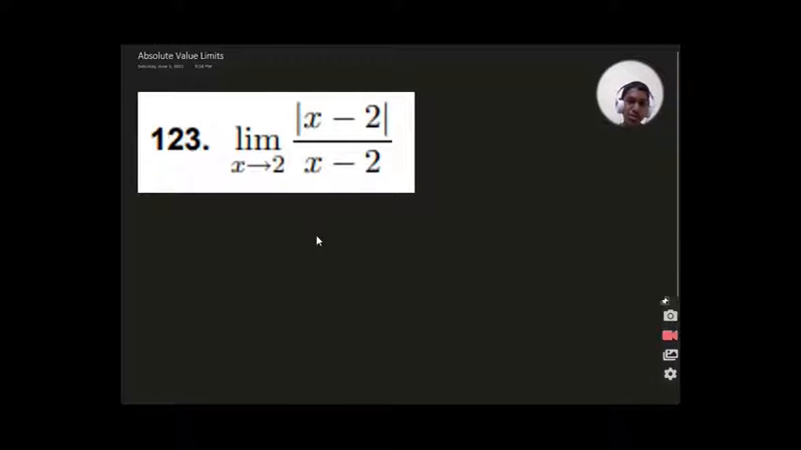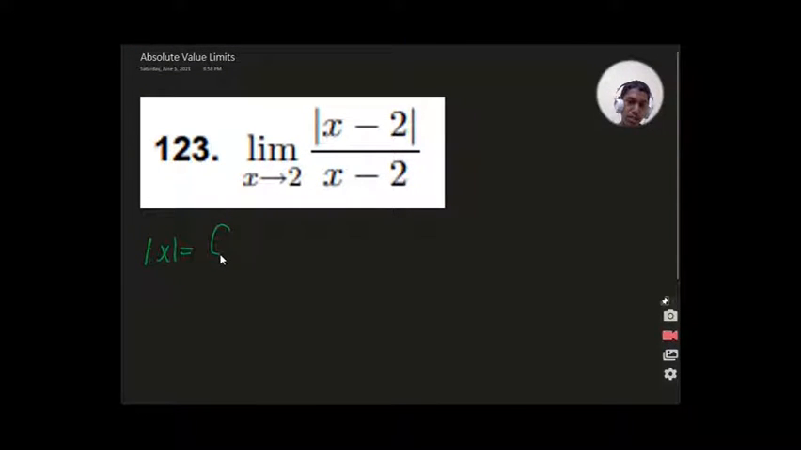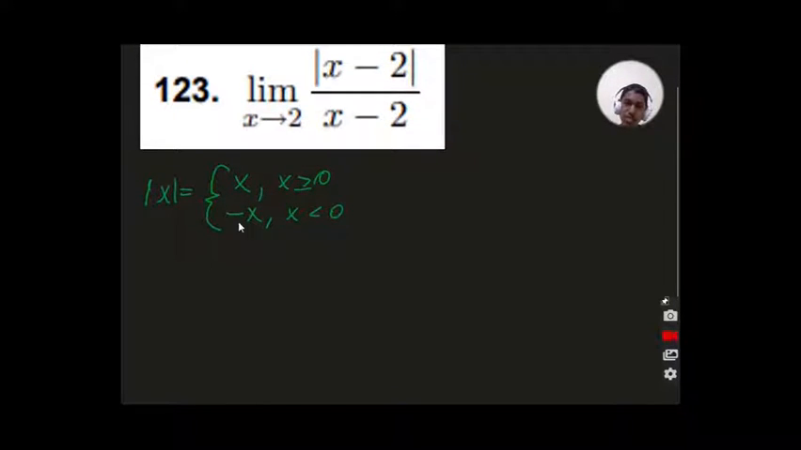Okay, so absolute value limits. This is one of the more confusing limits that you'll do, and that's why I chose this one. In order to do this properly, you need to know the piecewise definition of absolute value of x. It's basically itself if it's at least 0, but it's the negative of itself if it's less than 0. And that makes sense for what we know the absolute value function to do.